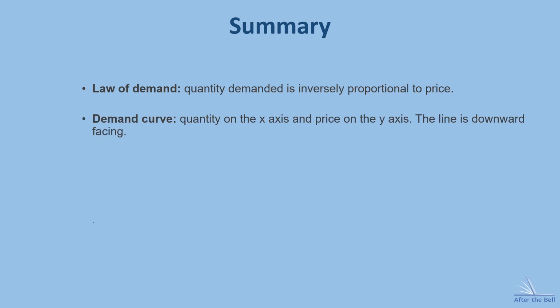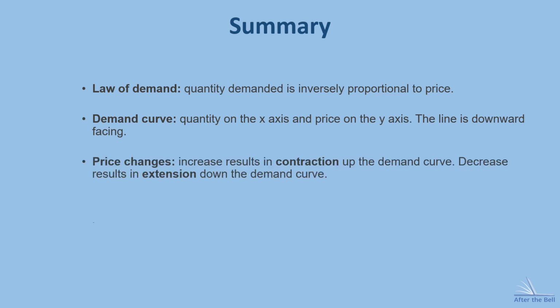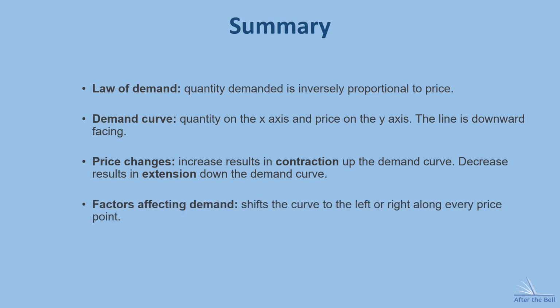So, in summary, the law of demand states that quantity demanded is inversely proportional to price. The demand curve has quantity on the x-axis and price on the y-axis with a downward sloping line. Changes in price cause movements up and down along the same demand curve. Increases in price cause a contraction up the curve, and decreases in price cause an extension down the curve. And finally, changes to the factors affecting demand will shift the entire curve to the left or right. Factors causing an increase in demand send the curve to the right, and those causing a fall in demand send the curve to the left.